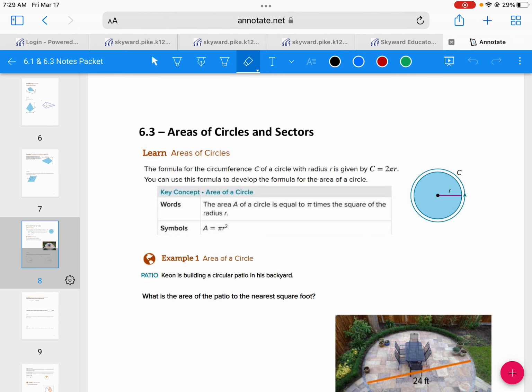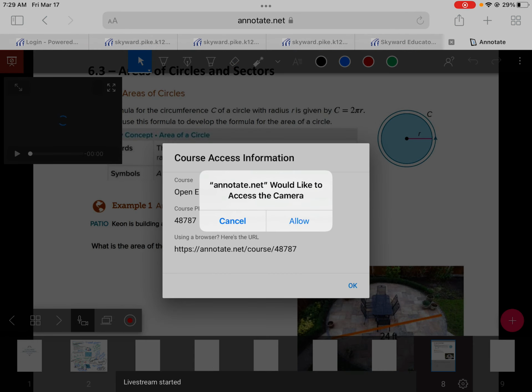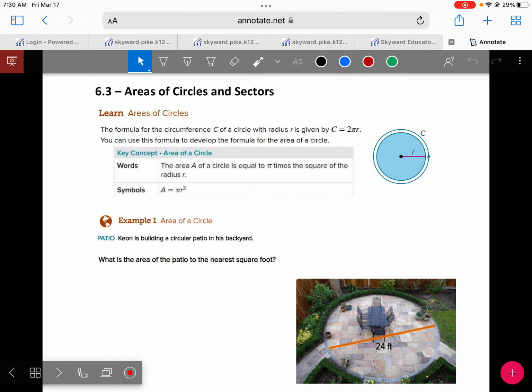Dealing with area of circles and sectors. So here we go. Area of circles and sectors. Formula for circumference. This is a blast from the past. Was C equals 2 pi r.